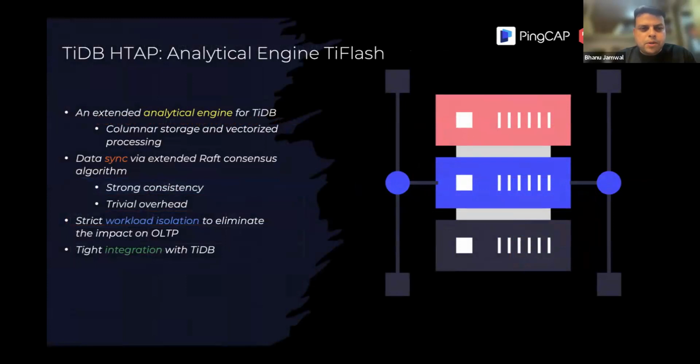So for TiDB, as I was saying about the architecture earlier, the analytical engine we have is called TiFlash, which is basically columnar storage with vectorized processing. The data is synced via an extended Raft consensus algorithm, and we offer strong consistency on data on TiFlash with very trivial overhead. More importantly, when you are running transactions and analytics on one single platform, one single database, there are high chances that heavy analytical queries may impact your transactional systems. But in TiDB that's not the case, because if you remember the architecture I shared, we isolate the two storages. The transactional layer is on TiKV, whereas the analytical layer is on TiFlash. And finally, we have a tight integration with TiDB.